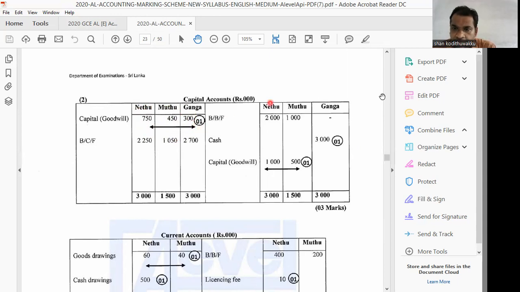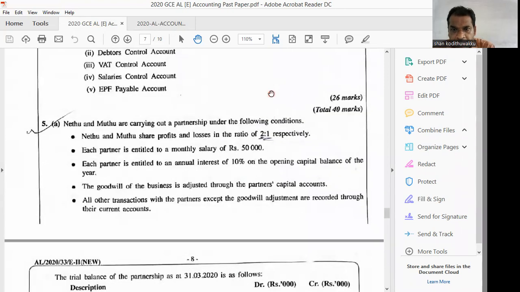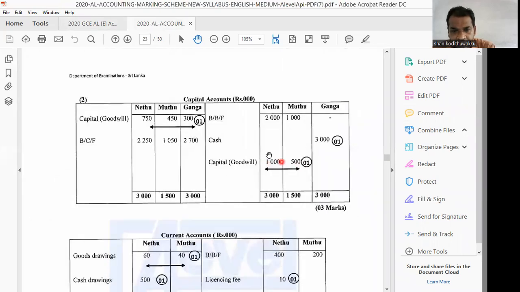Right. Then again, you can divide 1500 by 3, that is their old profit sharing ratio 2:1, and multiply by 1 equal to 500, 500 into 2 is 1000, and 500 into 1, 500. Therefore, according to the old profit sharing ratio, you can credit to partners' capital accounts 1000 and 500. This is the goodwill recording part. This is the goodwill written off part. Right.